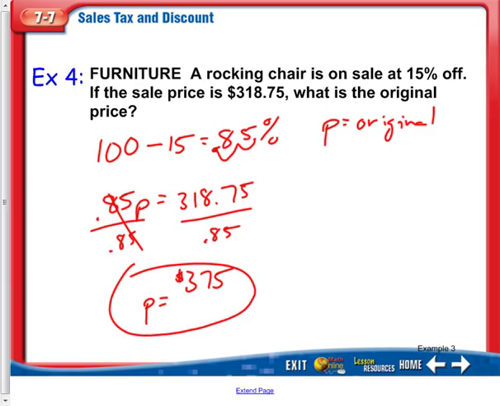Okay, so again, let's think about what we did. The original price, which is this $375, that's your 100%. So we didn't pay 100% though, we took 15% off, which is why I'm doing 100 minus 15 equals 85%. Then we put it into a decimal, and we knew that 85% of the original price, okay, that's why we talked about the word of, 85% of the original price is $318.75. Divide by your coefficient, and then we have our answer.